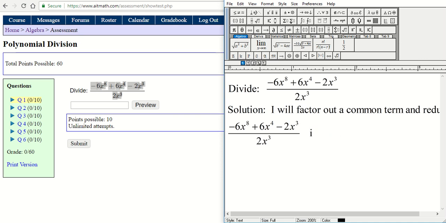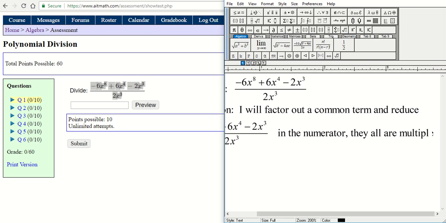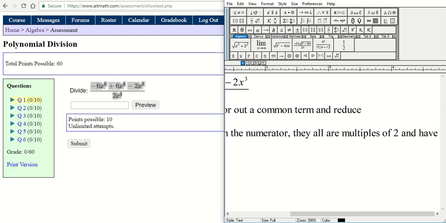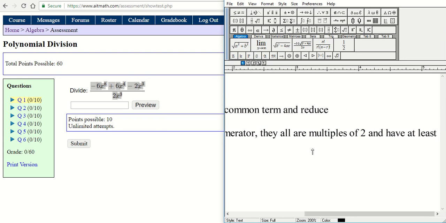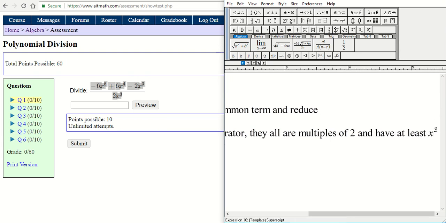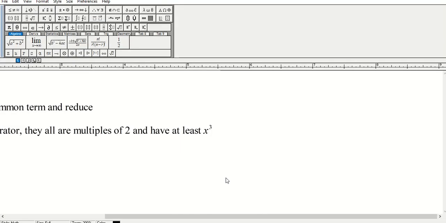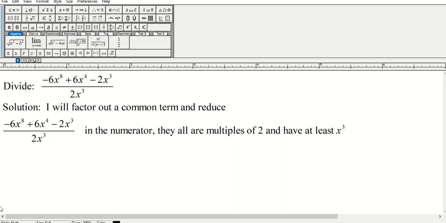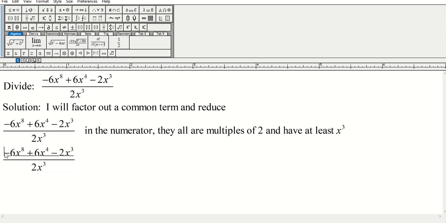In the numerator, they all are multiples of 2, right? And have at least x cubed. So that's what we're going to go ahead and factor out. So let's go ahead and set this up, but instead of that in the numerator, let's just take out this 2x cubed. We're going to take out a 2, and we're going to take out an x cubed.